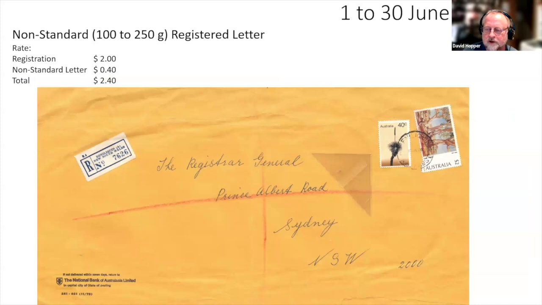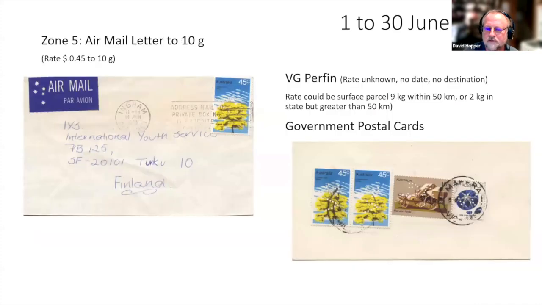And then now you have a non-standard because it's big and it's heavy. So it has a 40-cent letter rate. Registration is still $2. So you've got this non-standard to make it all fit. I spent a lot of my time sorting out these stupid rates. Zone 5 airmail letter. So it's a 10-gram airmail letter, youth services in Finland. Nice, very nice cover. 45 cent was also Perfin VG.